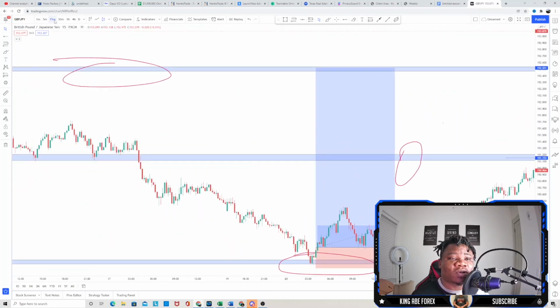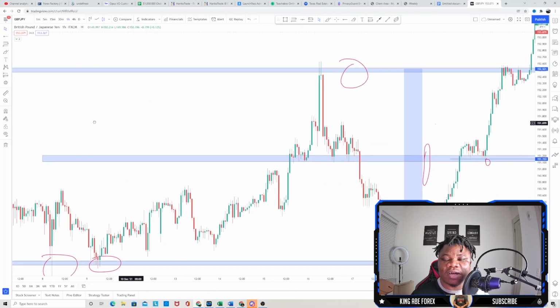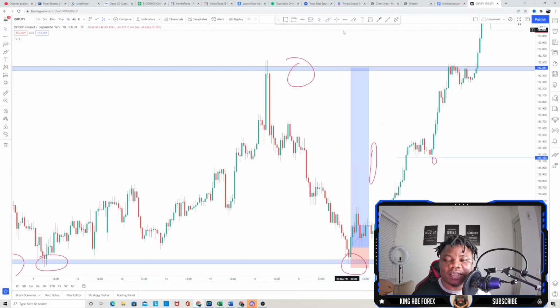Now let's look for a sell. Let's see what we were going to do for this sell position. So let me delete this. Let me delete all this as well.